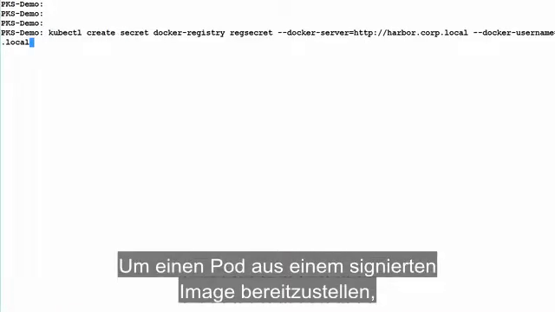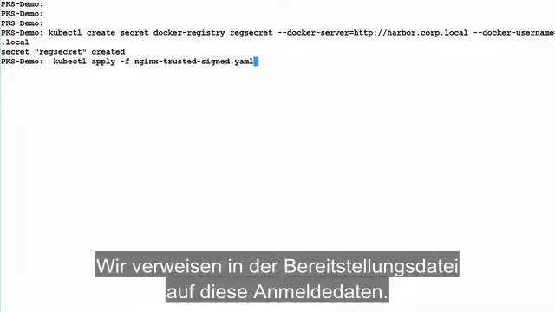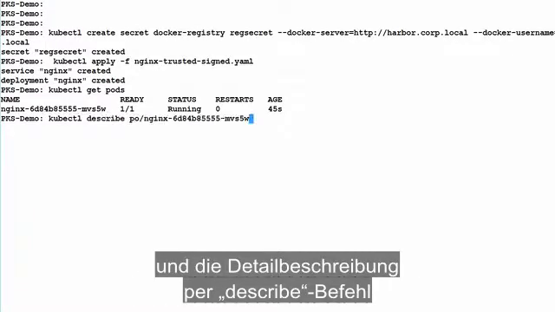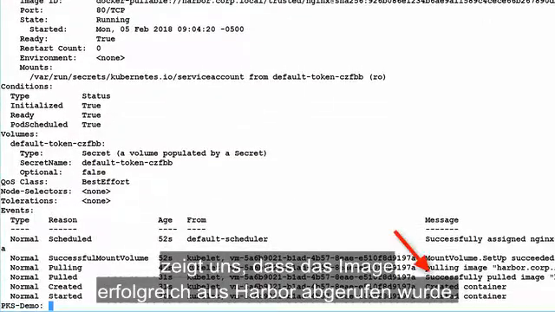In order to deploy a pod from a signed image, we must first create a secret that contains the Harbor credentials. We reference those credentials in the deployment file. We see that our pod is now running successfully, and if we drill in further with the describe command, we can see that the image was pulled successfully from Harbor.